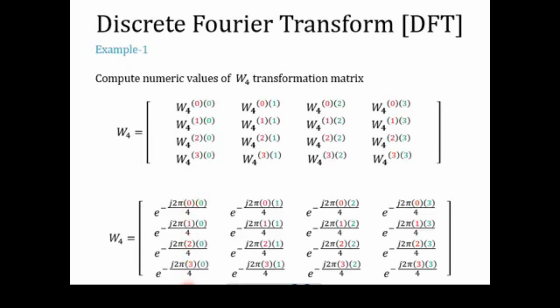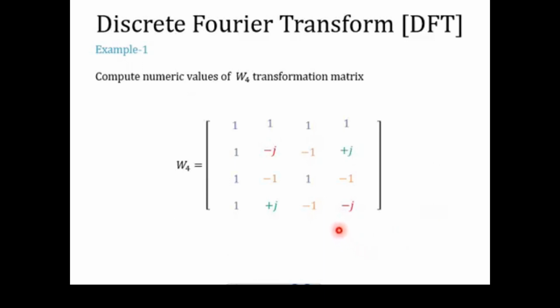So no matter what is the value of N, the values of first row and first column will always be equal to 1. If the value of capital N is equal to 1024, then it will be a matrix containing 1024 rows and 1024 columns, but all the values of first row and first column will be equal to 1 due to K is equal to 0 and due to N is equal to 0. Now we are just left with these 9 complex exponentials whose numeric values can be found very easily. So let's see what are the values of these complex exponentials.